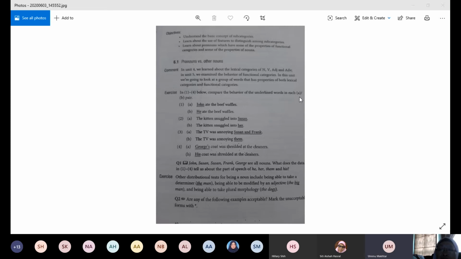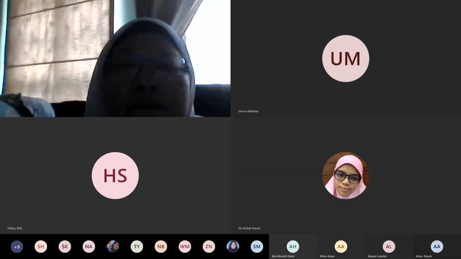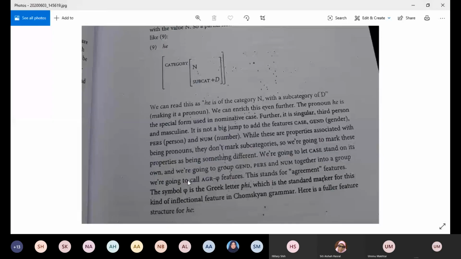Sorry, but I think the screen is frozen, because for me I'm seeing example exercise 1, 2, 3, 4. Oh, so I think I have to share. Can you see now? Yeah, I see it.